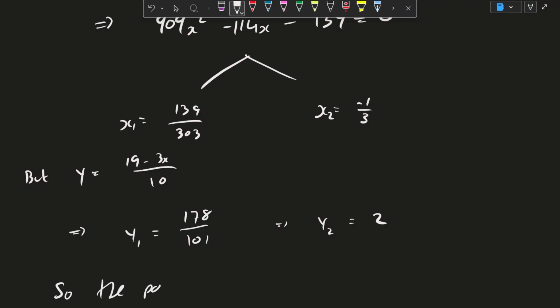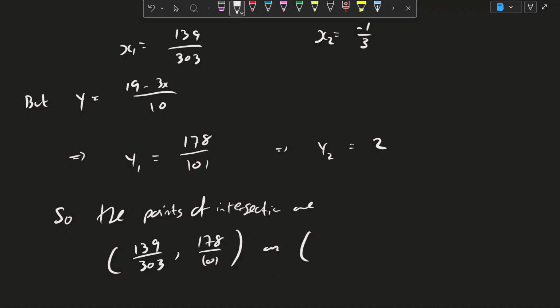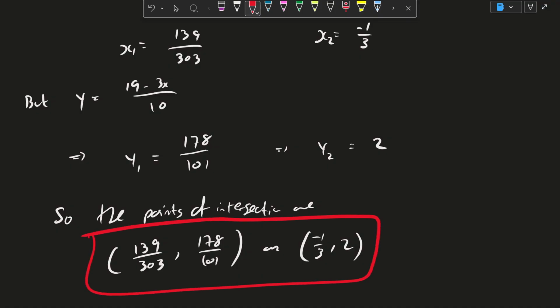So the points of intersection, if I want to phrase it another way, are 139 over 303, comma 178 over 101, and minus a third, 2. And those are the two intersection points.